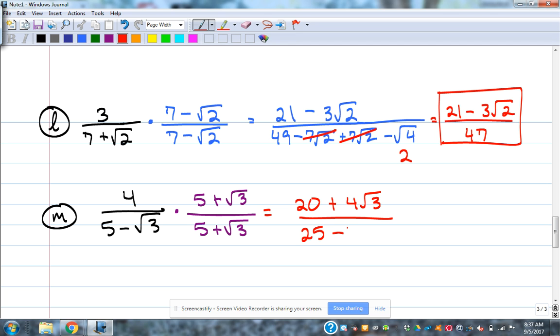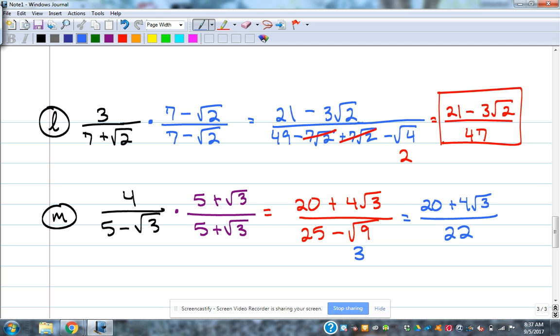Minus square root of 3 times square root of 3 is square root of, try again, 9. 3 times 3 is 9. And we know the square root of 9 is 3. So we end up with 25 minus 3 on the bottom, which is 22. Now we look at it and see if we can simplify it.